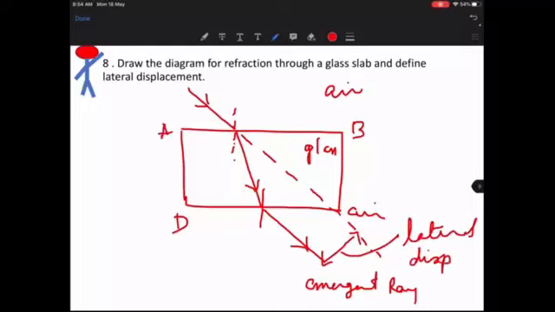Okay, so along with this you have to mark all the angles here. Suppose this is your angle of incidence. Okay, then this will be your angle of refraction. This will be your second angle of refraction, and this will be your emergent angle. So you have to mark all the angles here. So this diagram is very important for you to learn. Also, what is lateral displacement? It is the difference between the emergent ray as well as the original ray which would have come out had the glass not been there.